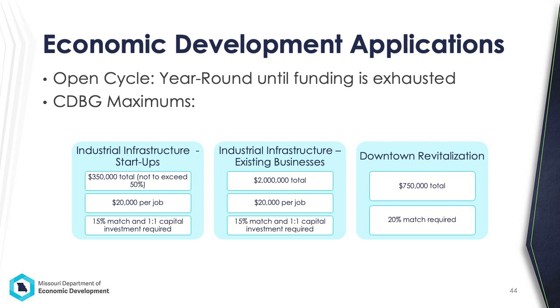Next, we have our downtown revitalization program. Under this program, you may include improvements to the front and side facades of eligible buildings in core downtown areas, downtown building improvements that address threats to health and safety, or other public improvements directly related to downtown revitalization. The CDBG maximum is $750,000 total, and a 20% match is required.